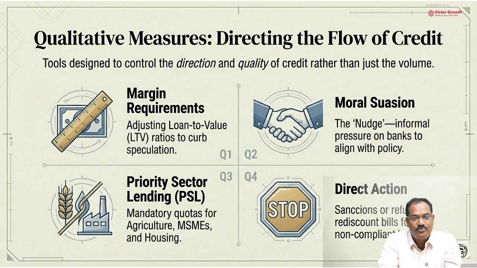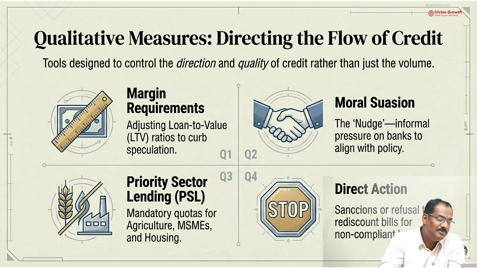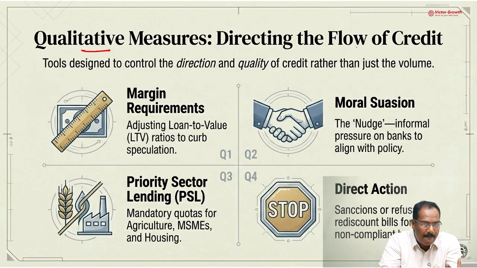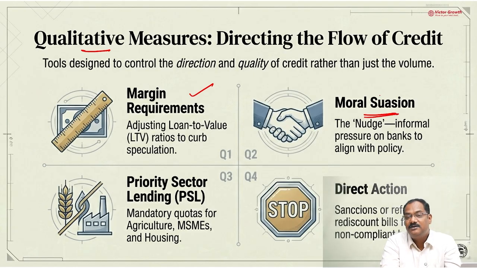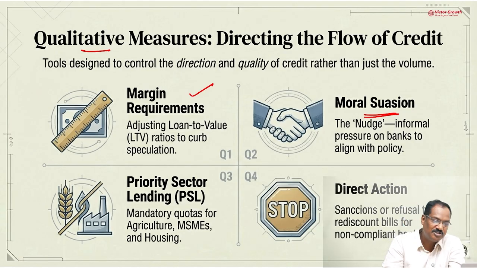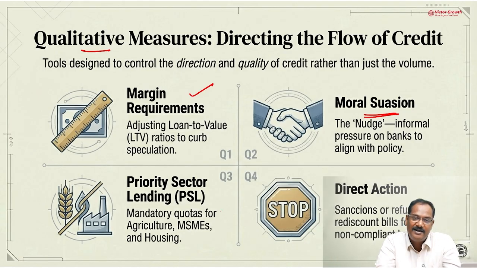Now, so far we have seen the quantitative measures. Now come to the qualitative measures. That means it is not about this much amount of money, but rather about the nature of lending. For example, margin requirements. That means you cannot have this much loan exposure to a certain sector. Then moral suasion. They will announce, you guys are not following the rules, we will punish you. That is moral suasion. You can call it a decent threatening.